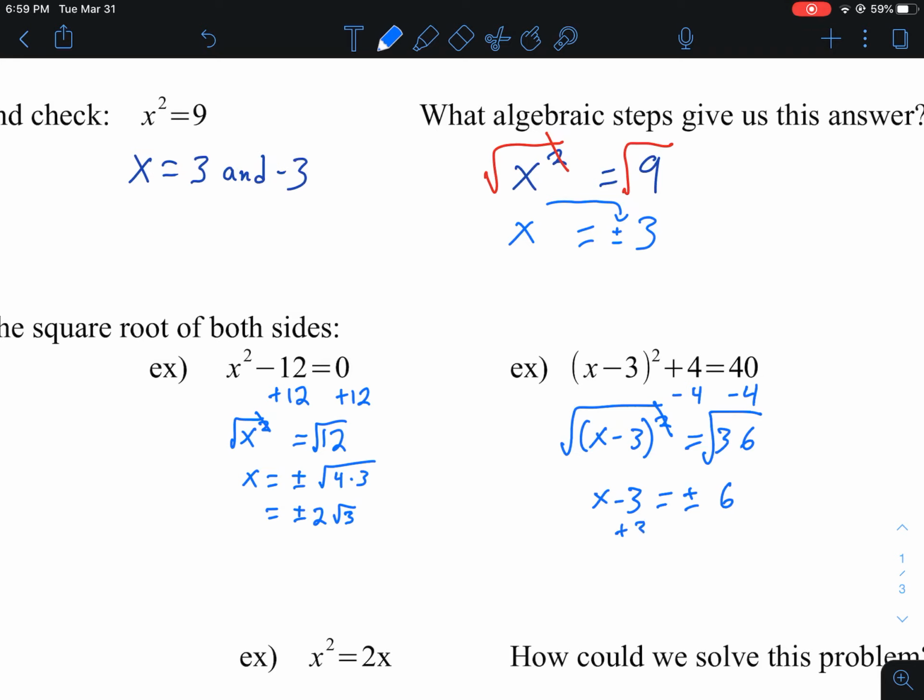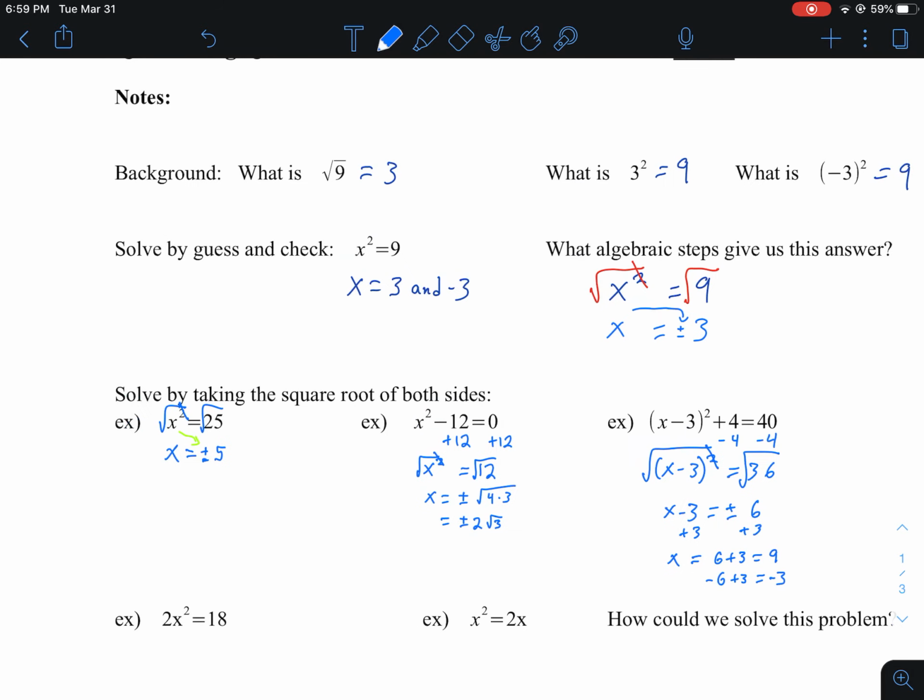Now, to solve for x, we will add 3 to both sides. So we get x equals positive 6 plus 3, which is 9, and negative 6 plus 3, which is negative 3. Okay, so far so good. Let me know if you have any questions.